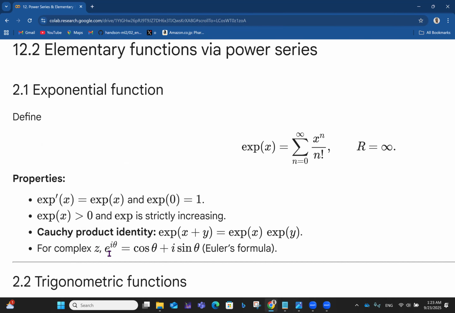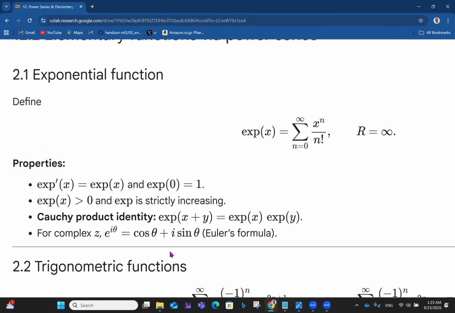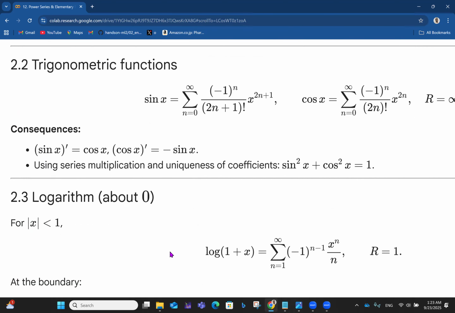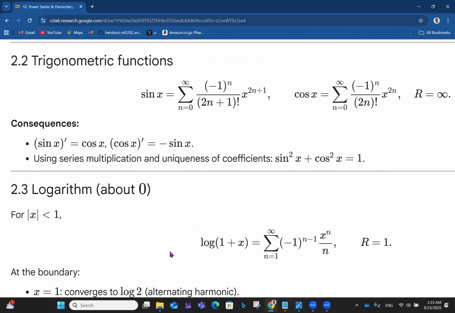Then for complex numbers, e raised to the power i theta is equal to cos theta plus i sin theta. So that's Euler's formula, which I have a playlist on complex analysis, which you may want to see, where we talked about that. And talking about trigonometric functions now, we're talking about some elementary functions. We've talked about the exponential functions. So here, we're talking about the trigonometric functions, right?